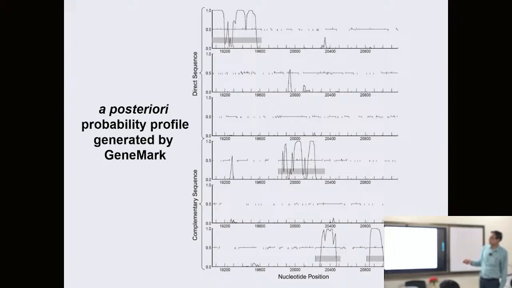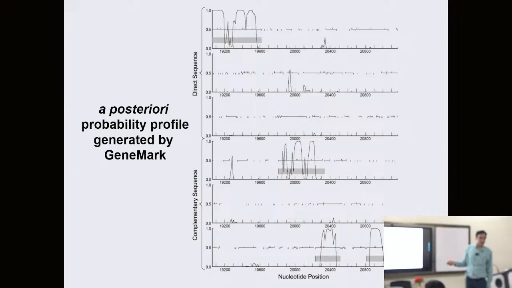So the second gene is on which strand? The complementary strand. Which frame? First frame. And then the third gene is here. Which frame? Third frame. And the fourth gene is also in the third frame. So thus you know where the genes are. This is the output that the program will provide you.